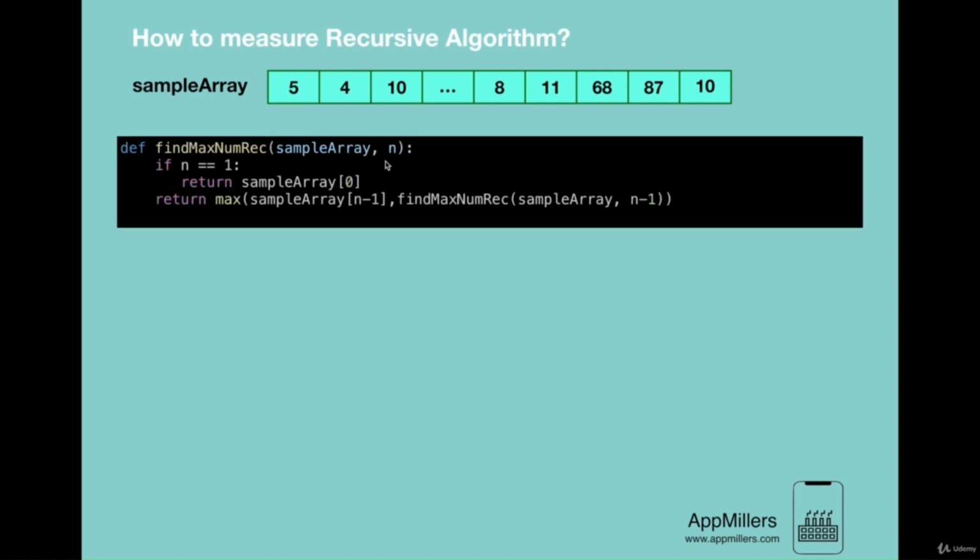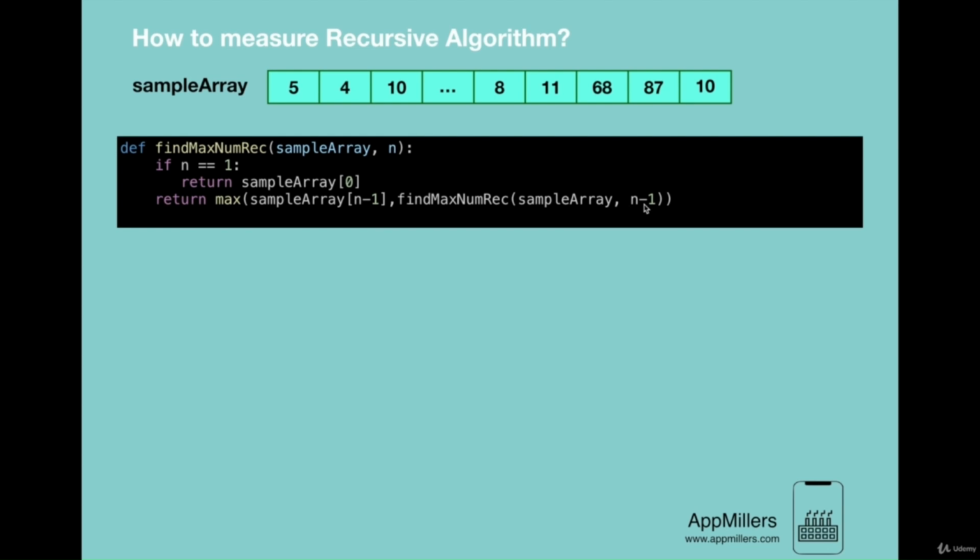Here we create a function which takes an array as a parameter and the size of the array. The first condition here is if the array size is 1, then we return the first element of the array. Otherwise, we compare the current element's value, which is the last element, with the value that is returned from the same function with n-1.